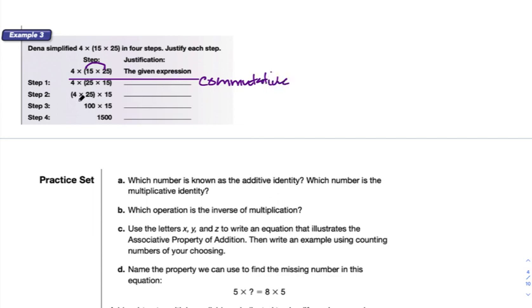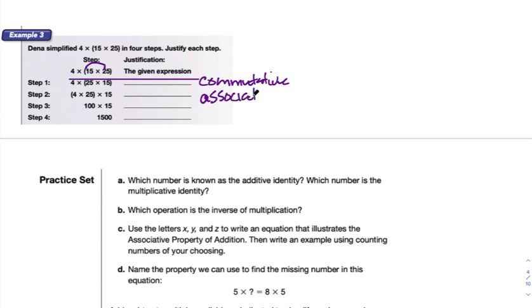This next situation, if we're looking at what's happening here, we now chose to multiply the 4 and the 25 to do that first. And that makes a little bit of sense to me because when I see 4 and 25, I think about 4 quarters and I know that's 100 and that makes my life easier. But that doesn't tell me what or why we're allowed to do it. And we're allowed to do it because of the associative property.